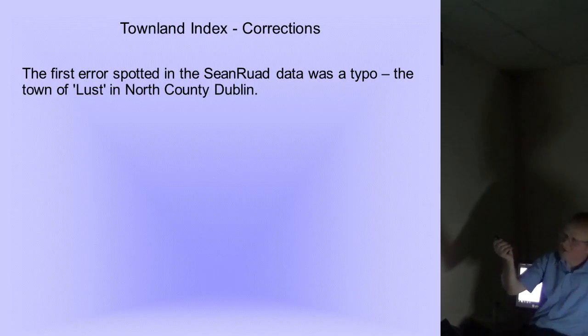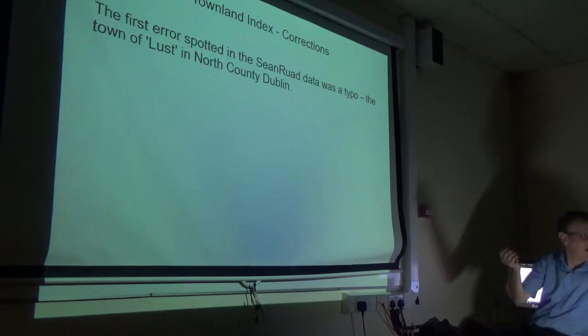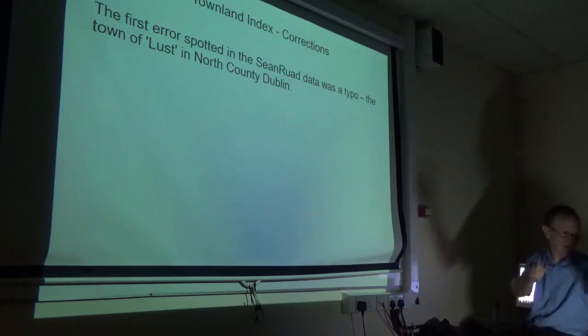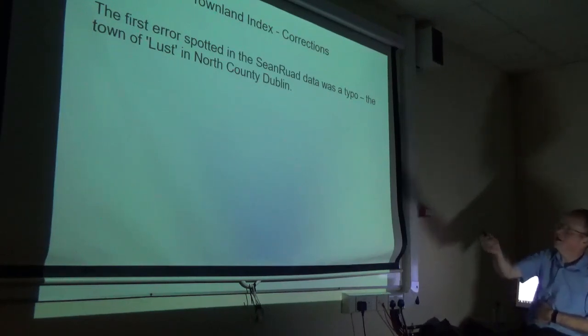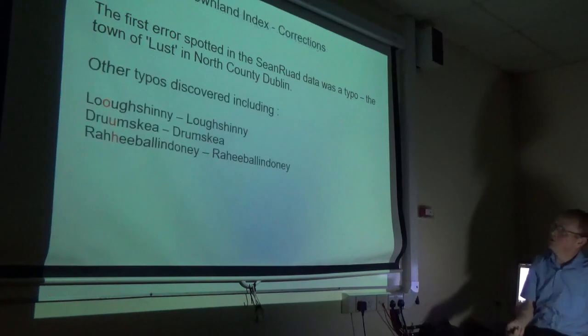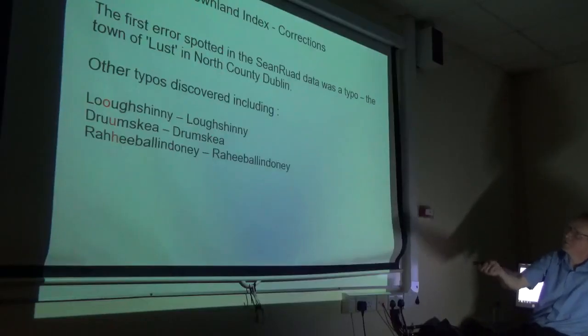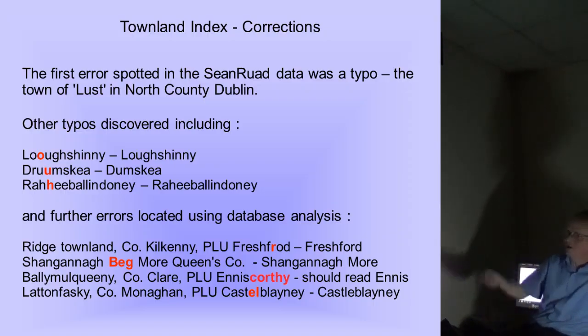I spotted errors in this very early on. That was the first one. I don't know if that was some sort of Freudian slip or a typo or a joke, but there was a town called Lust in North County Dublin. I happen to have relatives in North County Dublin, so it was an area that kept cropping up for me. So I spotted that and went looking for other ones. That's the sort of thing you see. There were double letters, that was the first thing you see. So Luch Shinny instead of Rock Shinny, two U's in Drumskee, two H's in Raheen Ballandoni, things like that. And I started making notes of these errors.